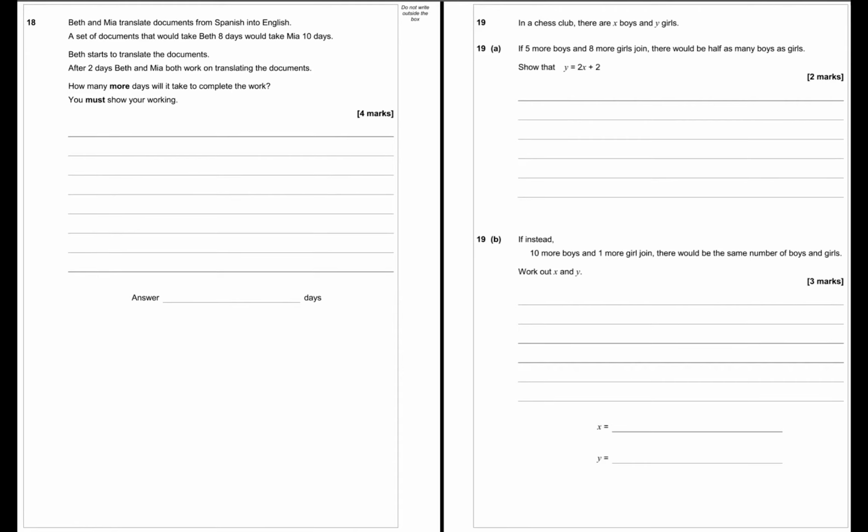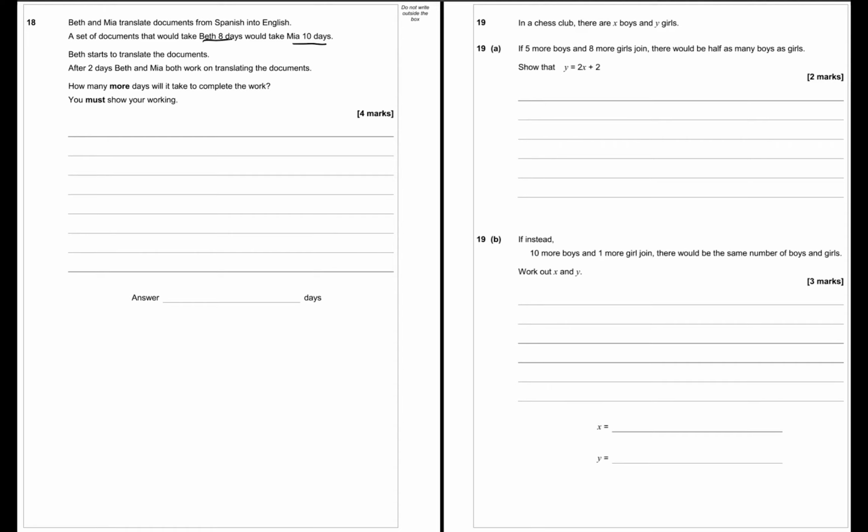Okay, question 18. Beth and Mia translate documents from Spanish into English. A set of documents that would take Beth 8 days would take Mia 10 days. Beth starts to translate the documents. After 2 days, Beth and Mia both work on translating the documents. How many more days will it take to complete the work? You must show your working. Okay, this is tricky, so we need to be careful here.